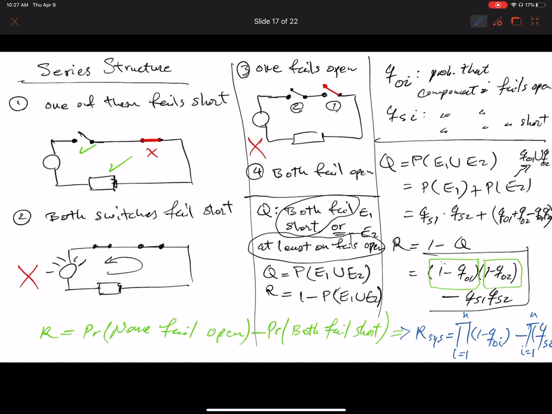Okay, that was the series structure. So probability that none of them fails open minus the probability that all of them fail short. Okay, let's just memorize or remember this part, this last part, the blue one. Probability that all fail short, none of them fails open minus the probability that all of them fail short.